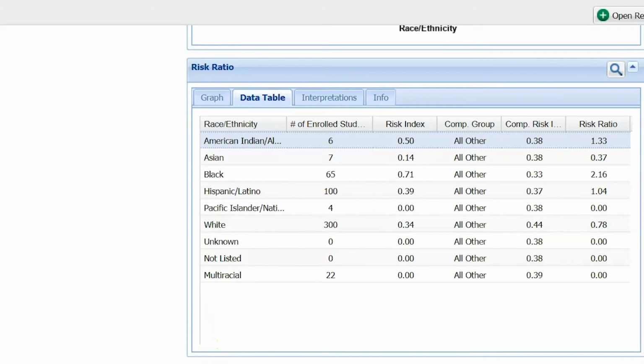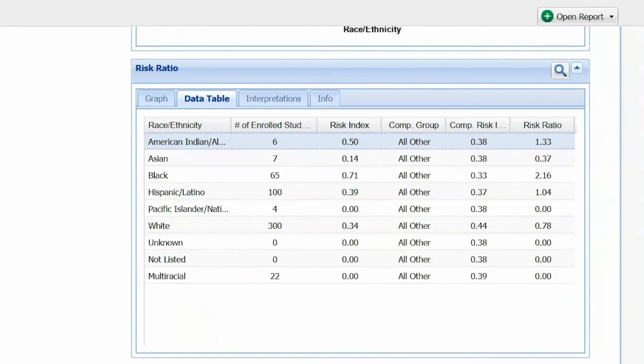When we open the data table, we find that SWIS has already done some math for us behind the scenes. Specifically, it has taken the risk index of an identified subgroup and divided that by the risk index of our comparison group. That gives us a number showing us how likely it is for the students in the subgroup to get a referral when compared to the students not in that subgroup. We call this the subgroup's risk ratio.